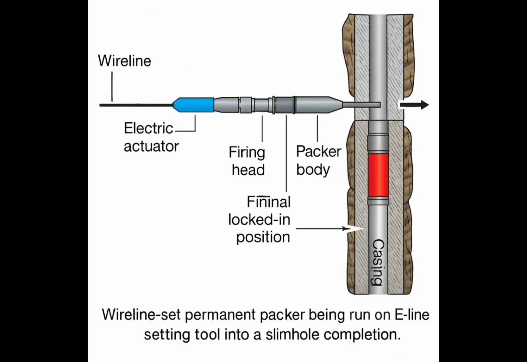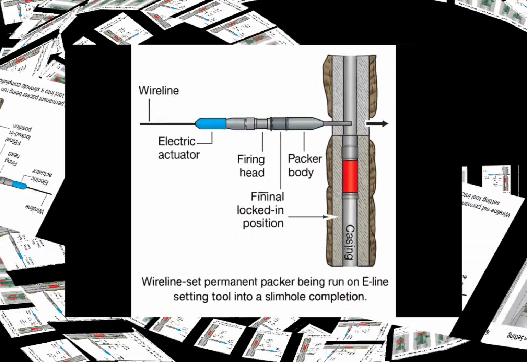It highlights that the packer can be deployed without requiring tubing movement, making it suitable for live wells or narrow annulus conditions. The locked-in position shows how the packer becomes a permanent barrier, emphasizing that once set, it cannot be retrieved without milling or cutting.